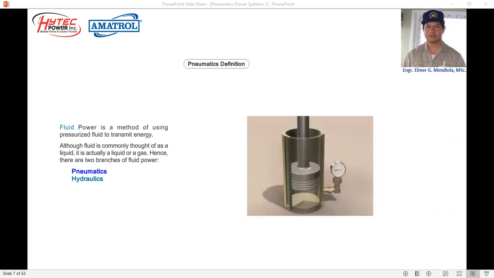So what is pneumatics? Pneumatics is coined after the Greek word pneuma, which means air. Fluid power is a method of using pressurized fluid to transmit energy. Although fluid is commonly thought of as a liquid, it is actually a liquid or a gas. Hence, there are two branches of fluid power. So we have pneumatics and hydraulics.